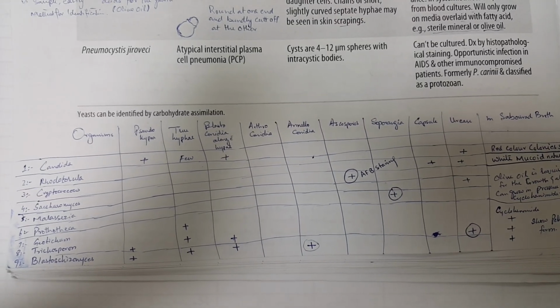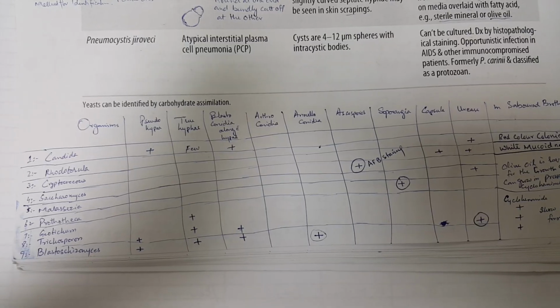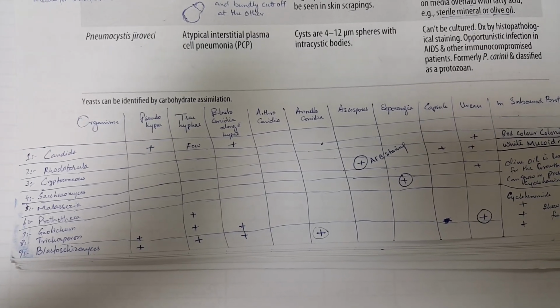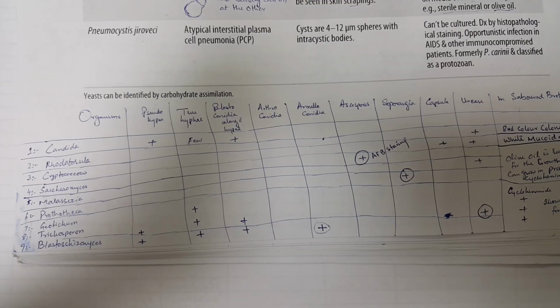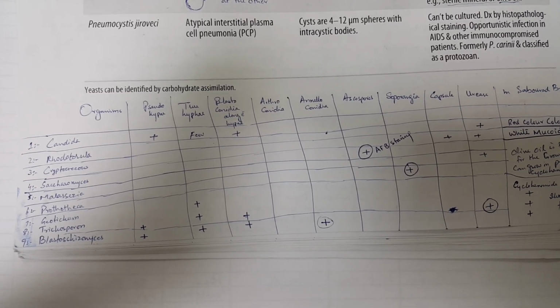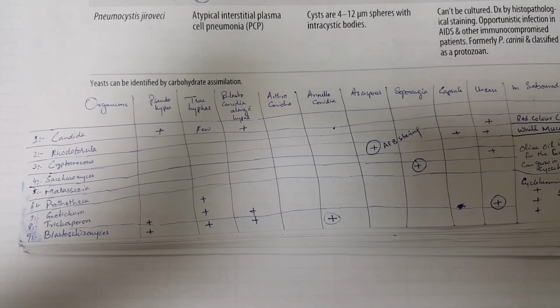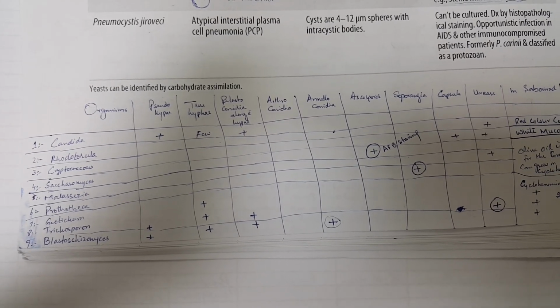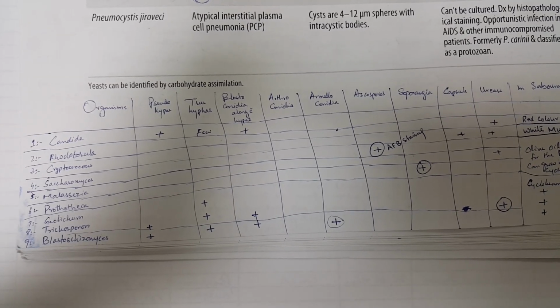Actually, there are a few yeast-like organisms that are usually encountered in the clinical laboratories. The first one is Candida. Candida have pseudohyphae, and some species show true hyphae, and blastoconidia also. Organisms like Candida can be differentiated on the basis of carbohydrate assimilation and morphology.